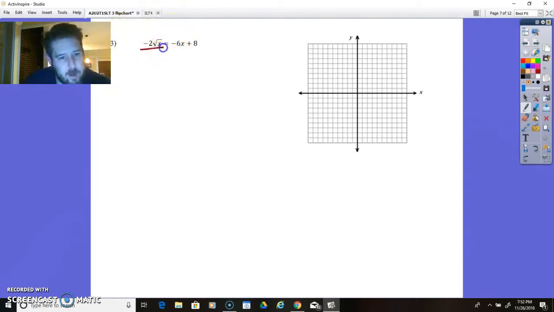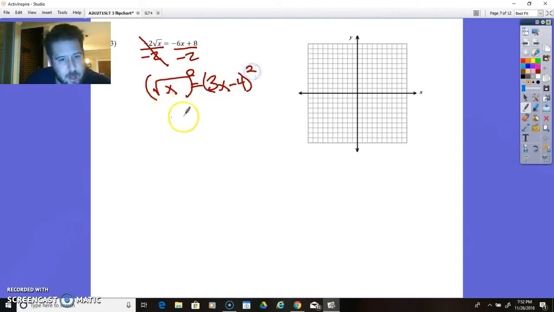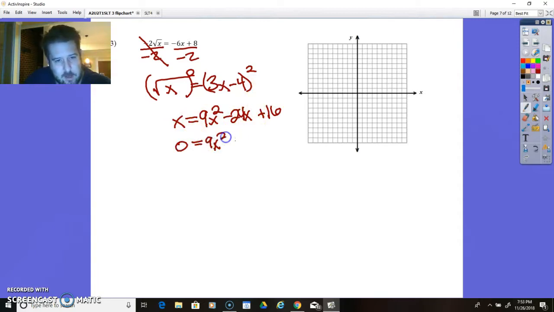Alright, first step. I'm going to get rid of that negative 2. Divide both sides by negative 2. These cancel. Square root of x equals 3x, and 8 divided by negative 2 is negative 4. Now I can do the same method as before, which is square both sides. That gives me 9x squared, plus 16. Multiply the two terms, you get negative 12. Double it, you get negative 24x. Subtract x from both sides, and you get 9x squared minus 25x plus 16.